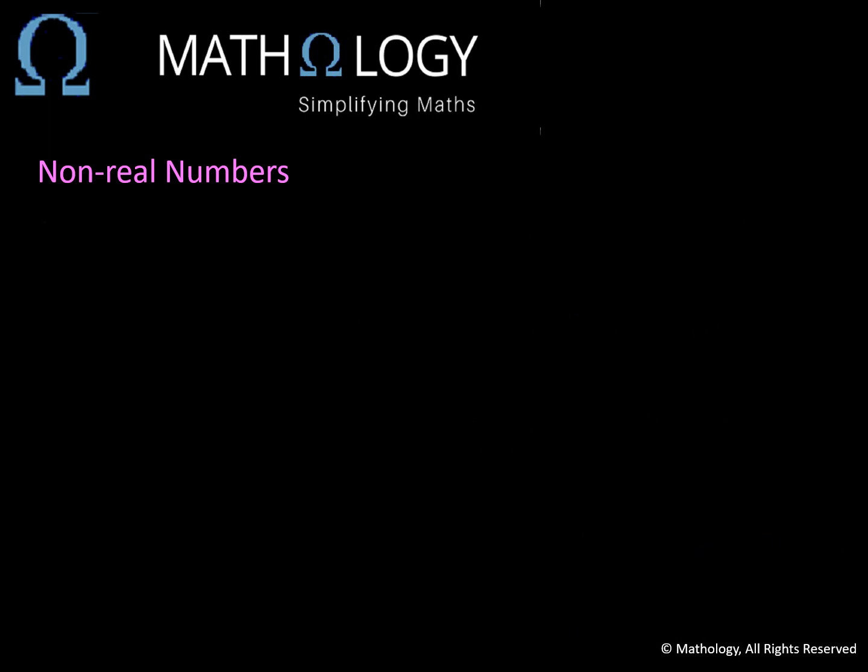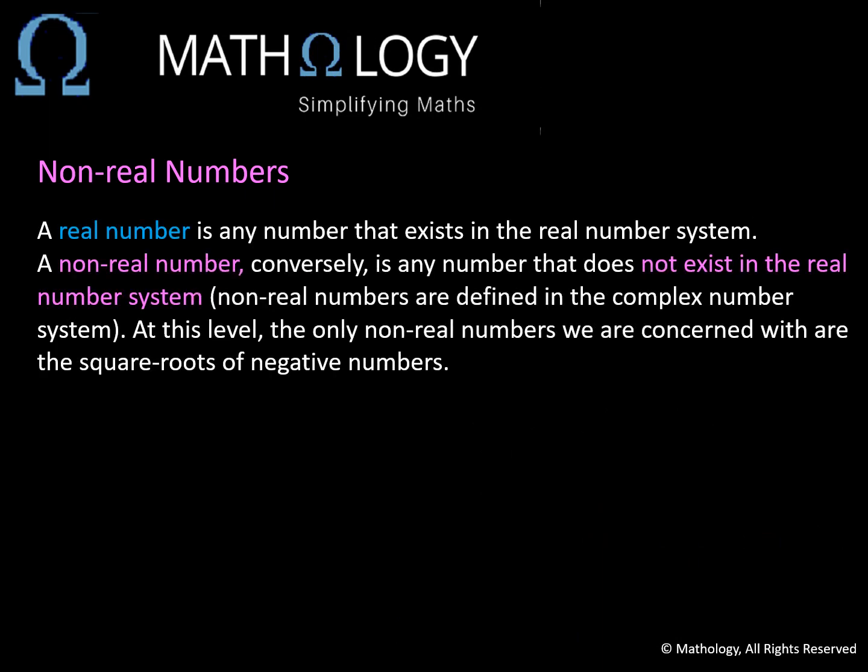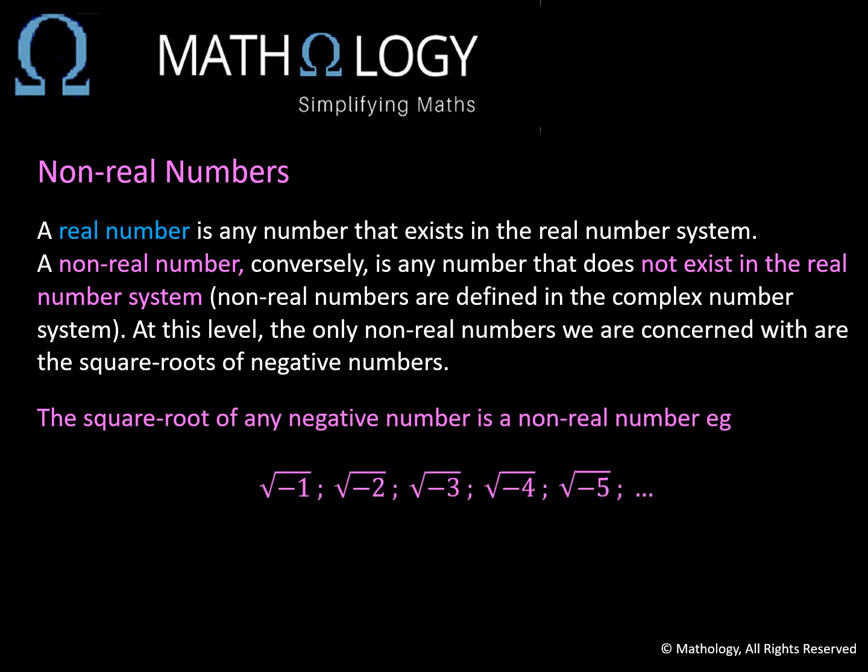A non-real number is any number that does not exist in the real number system. The non-real numbers do, however, have a value in the complex number system, which is not our concern at school level unless you are doing advanced maths. The only non-real numbers we are concerned with are the square roots, or even roots, of negative numbers. To be clear, the square root of a negative number is non-real. For example, the square root of -1, the square root of -2, the square root of -3, etc., are all non-real numbers. While the square root of -2 is a non-real number, -√2 is a real number, since the minus sign is outside the root sign, and not underneath it.